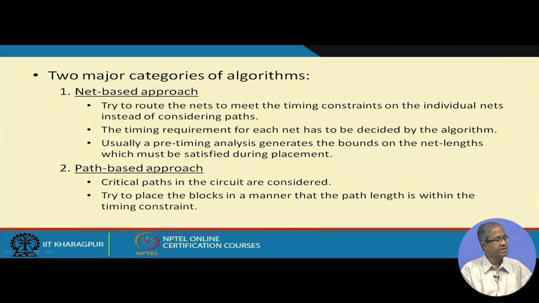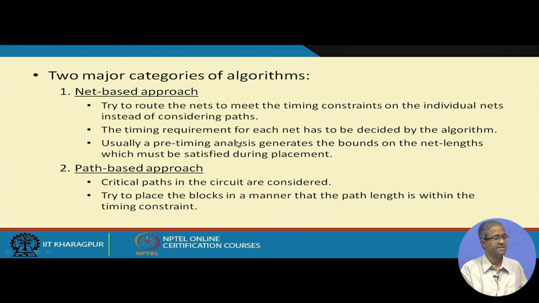The other approach may be you consider paths from input to the output. Critical paths. You look at the total delays along the paths and see whether the critical paths are violating some clock timing constraints or not. And you try to place the blocks in such a manner that the path lengths, particularly the critical paths, do not violate the timing constraint. Not only that, some of the paths which might not be critical initially, but after you have placed them, maybe some other path has now become critical. You should make sure that such criticality of the paths, their increasing of delay should not adversely affect the timing constraint. They should be met at all times.